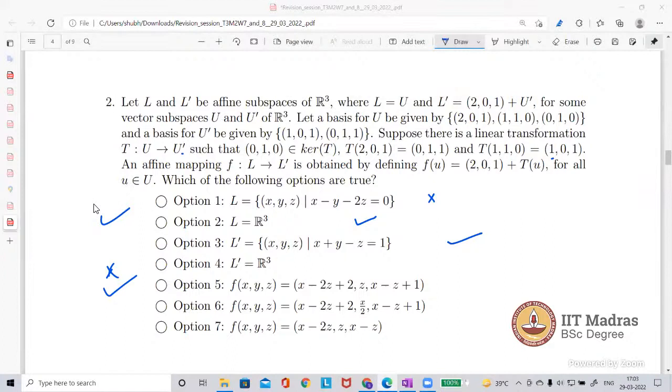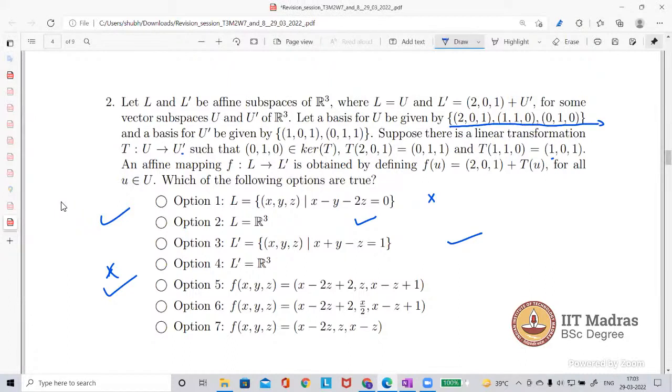Okay, let's discuss; many of you will take time. Before that, Mohan Raj, you said only options 2 and 4. So why is option 2 correct? L is defined by U. The basis has 3 vectors, so the cardinality is 3. Therefore it will belong to R3. L will be exactly R3.